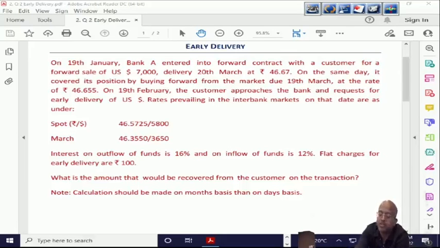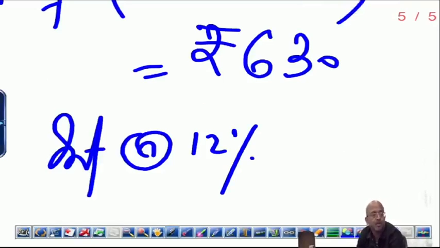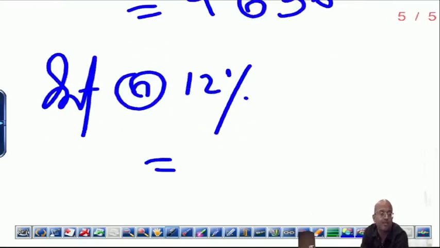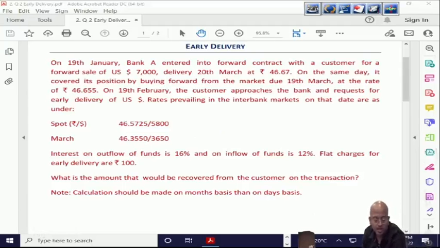So what is the 1 month interest? 12% of 630 into 1 by 12. They've asked us to do the calculation monthly. 12% of 630 into 1 by 12 is coming to 6.3. Whether they will round this off, I don't know. I'm checking again. Rounding off is not given. So it's 6.3. Should it be rounded up to 6 rupees? I don't know. I'll see the answer then.